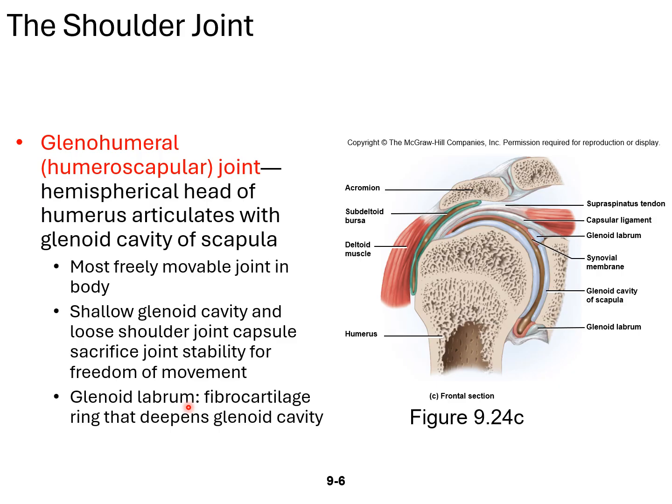You have the glenoid labrum, which is a fibrocartilage ring that deepens the glenoid cavity. And you can kind of see that fibrocartilage in there, that ring that deepens the glenoid cavity. It's right there, where you can see the glenoid cavity, and then this just kind of sticks up and makes it a little bit more solid of a joint.